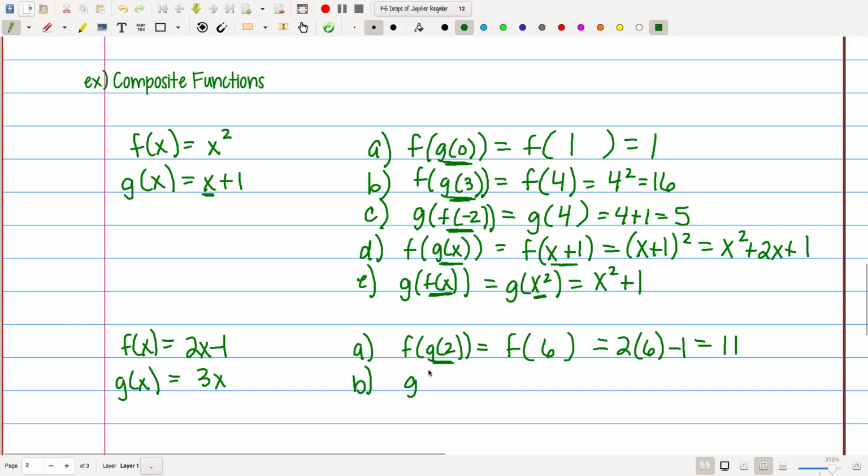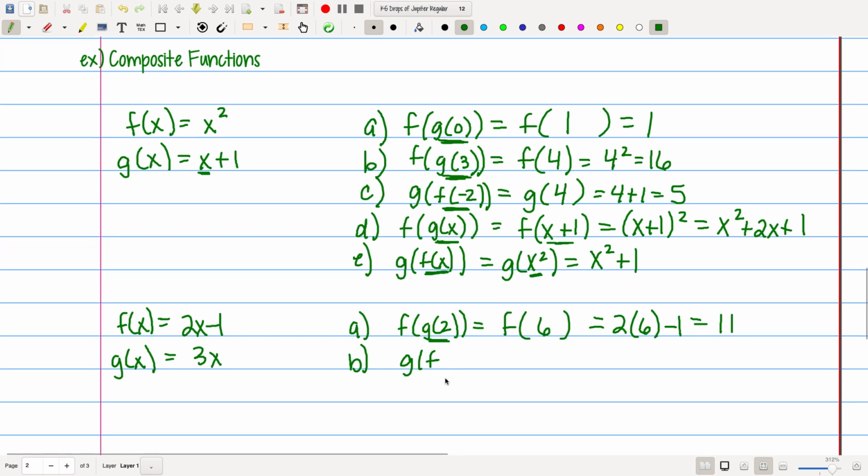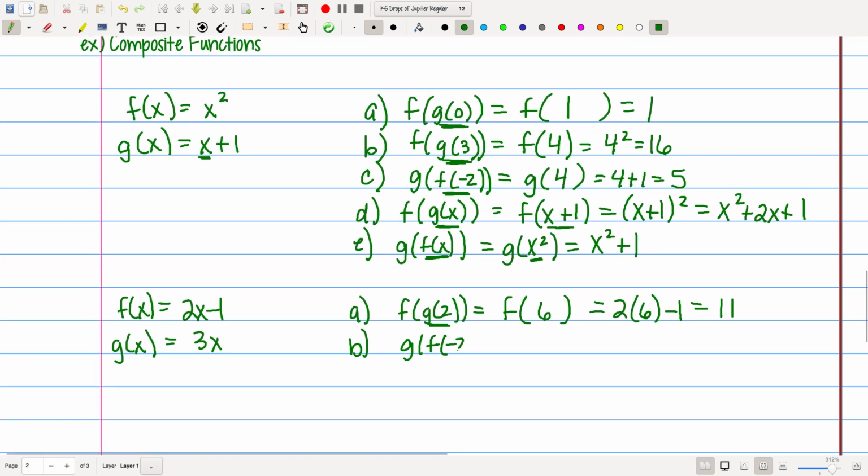Let's say I have g of f of negative 2. So I'm going to go to f of x, and I'm going to plug in negative 2 right here. So that would be 2 times negative 2 minus 1. So negative 4 minus 1, so that would be negative 5. So now I'm going to plug negative 5 in for g. So I would have 3 times negative 5, and my final answer would be negative 15. Okay.